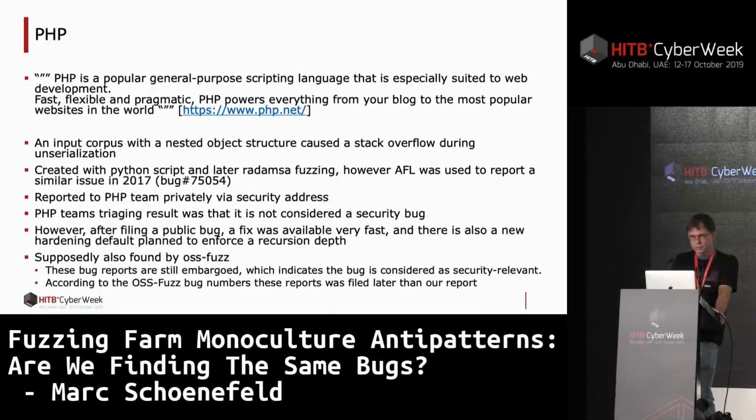They were triaging that for 5 minutes and said it was not a security bug because unserialization bugs are generally not security bugs. Okay. However, after filing a public bug, a fix was available very fast, and there was also a hardening fix following to enforce a recursion depth that would no longer hit the hardware stack size. Supposedly that was also found by OSS-Fuzz, but these bug reports are still embargoed, which indicates that the bug may still be security relevant. And the OSS-Fuzz bug numbers were filed after our report and are still closed.